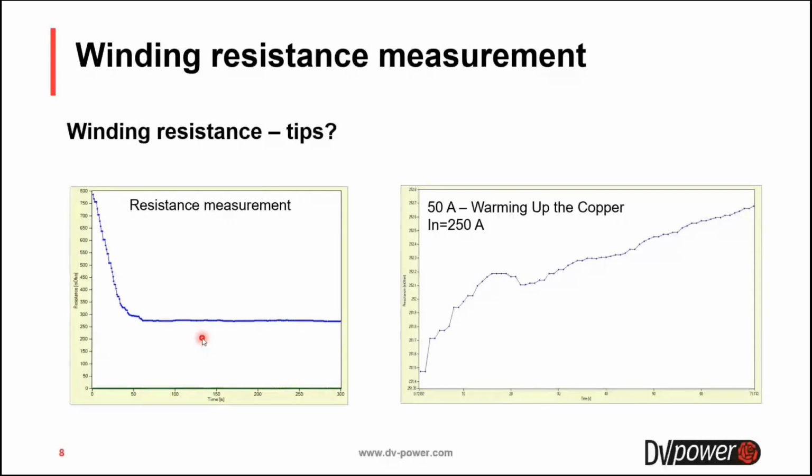In the next slide, we can see what will happen when we choose a current above the recommended values. This slide shows us what happens when we use 50 amps on a winding with a rated current of 200 amps. After we start measuring, the current will start heating the winding, and we will never get a stable reading.